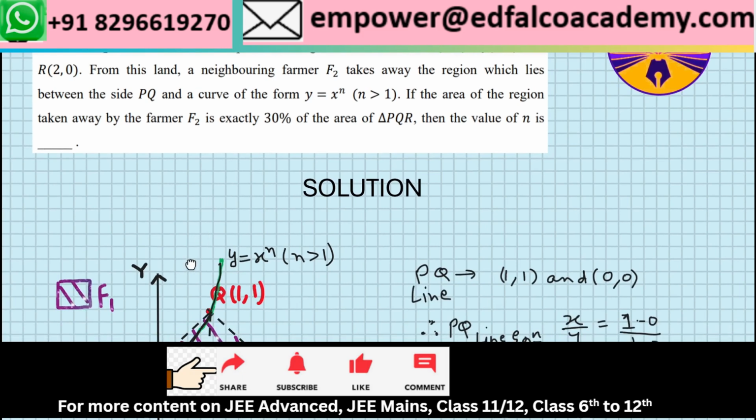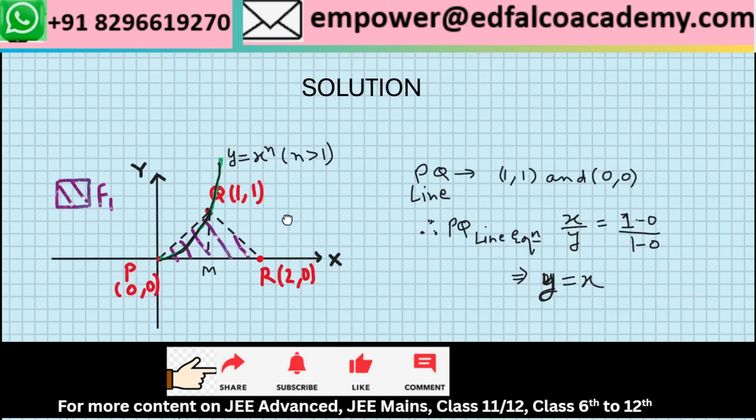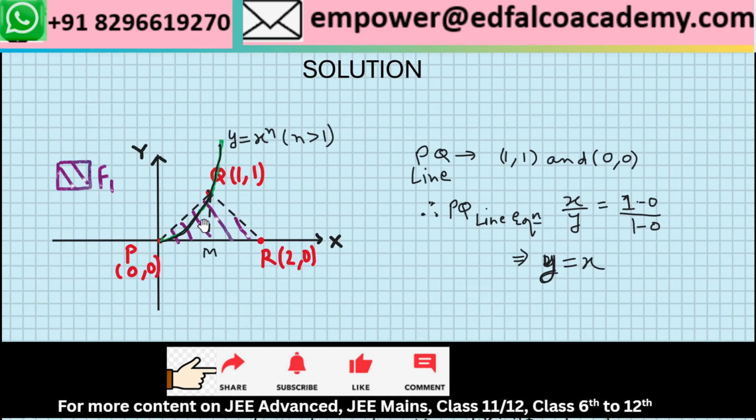So first we'll begin by drawing the triangle because we are given the vertices. So we have P(0,0), Q(1,1) and R(2,0). So on the Cartesian plane, you will get a triangle PQR, which is nothing but the land that is occupied by the farmer F1. Now there is another curve given, which is y = x^n, n greater than 1, which you can see is this curve that I have drawn.